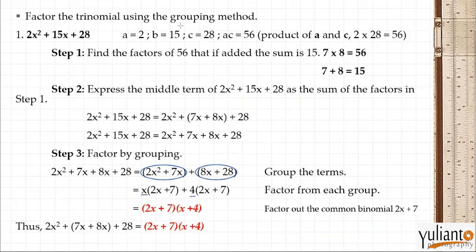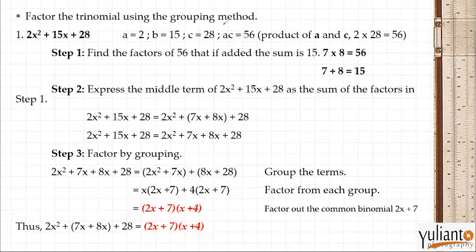Get 4, leaving 2x plus 7. Because if you multiply 4 times 2x, that is 8x. 4 times 7, that is 28. So after factoring, we get now the final answer. The last instruction here is factor out the common binomial.